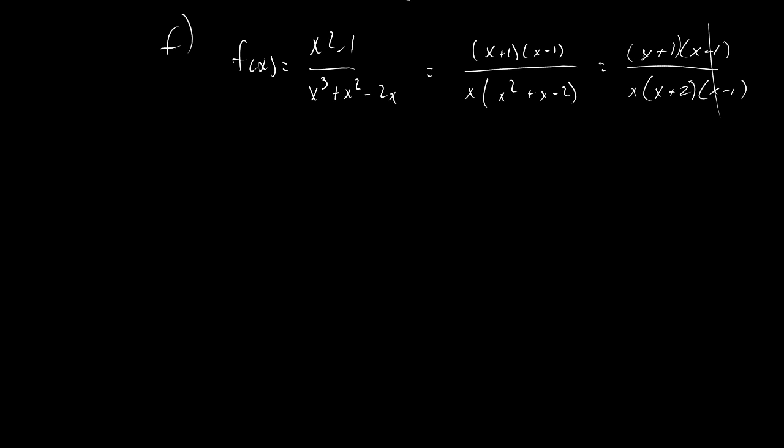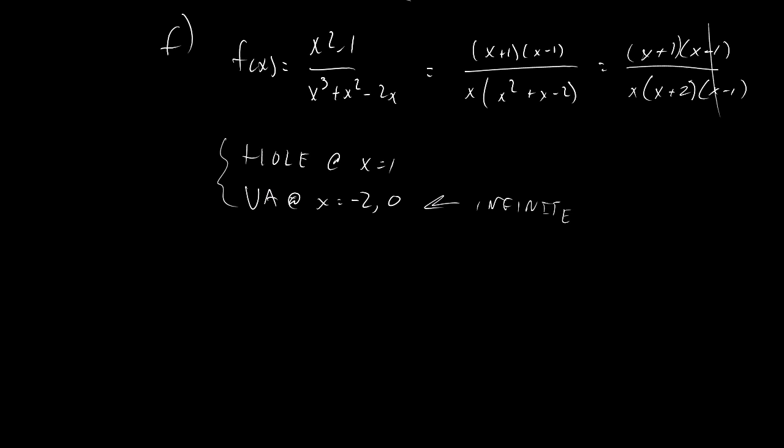So immediately I notice I have a hole at x is equal to 1. I have a VA at x is equal to negative 2 and 0. So if I have that, then I have an infinite discontinuity. So you have to say both of them. You have to say you have a hole and that you have a VA. So you have to state what type of discontinuities you have.